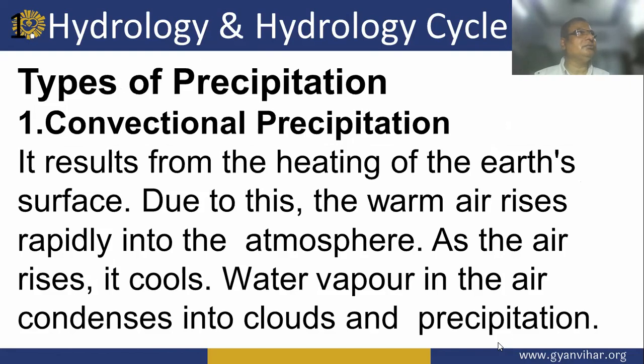Now we will see the types of precipitation. Convective precipitation: it results from the heating of the earth's surface, due to which warm air rises rapidly into the atmosphere. As the air rises, it cools and the water vapor in the air condenses into cloud and precipitation.